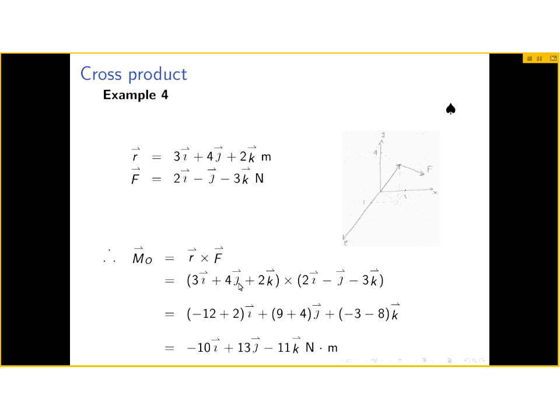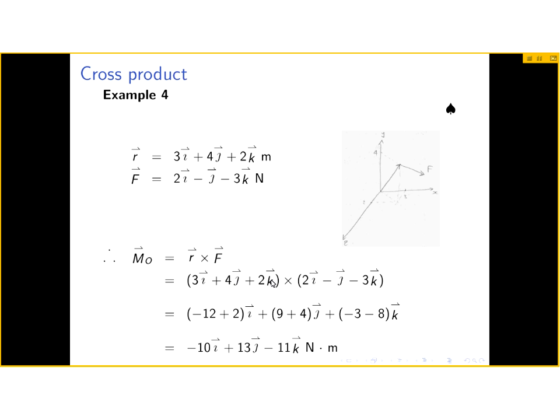I move on to this one. 4j cross 2i is 8 times j cross i, which is minus k, gives me the minus 8k contribution down at the bottom here. Then 4j cross minus j is 0. 4j cross minus 3k will give me minus 12 times j cross k, and j cross k is plus i, so that gives me this contribution here. I'm done with the 4j component.